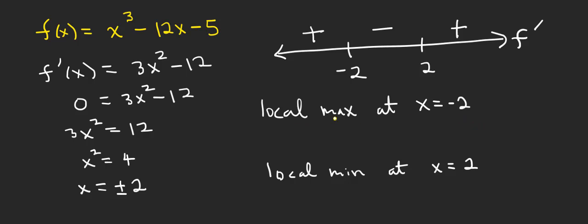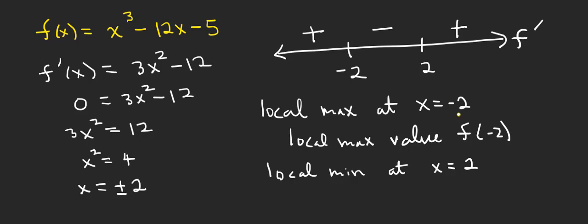Now, what about local maximum value? How do you find the local maximum value? The local maximum value will be f of negative 2, the y value of f of x when x equals negative 2. In order to find it, you got to plug it into f of x. And the y value will be 11. So this is the local maximum value.